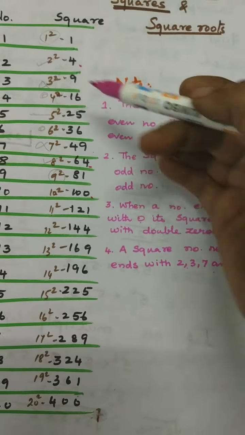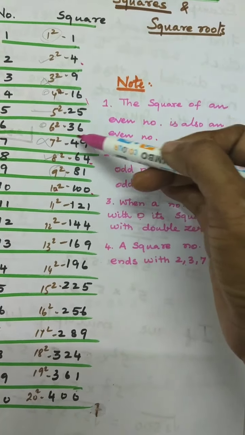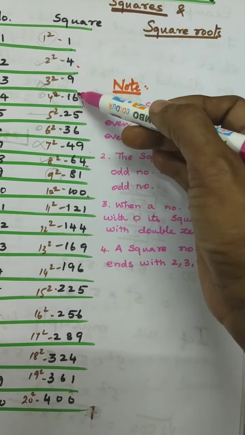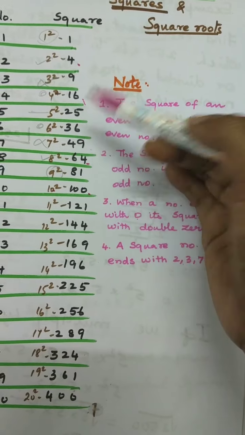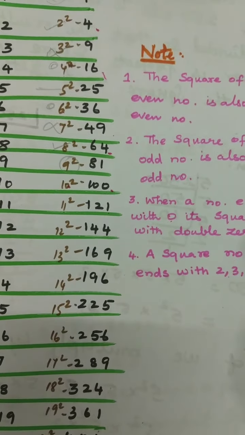Okay. The next, 4 square is 16. Then 6 square is 36. Both the numbers end with 6. And 5 square always ends with 5. Okay.